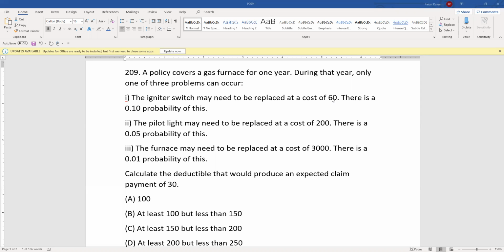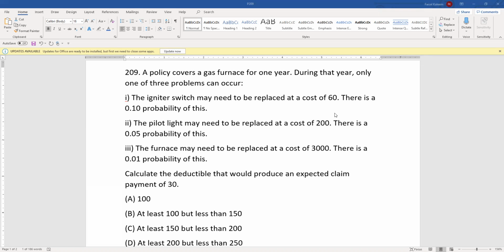So for example, let's say the deductible was 40. Then this would give a payment of 20, this would give 160, and this would give 3,000 minus 40. So you just subtract 40 from the claim. However, what if the deductible was, say, 70? Then this one would actually give 0. These ones will still give 200 minus 70 and 3,000 minus 70.